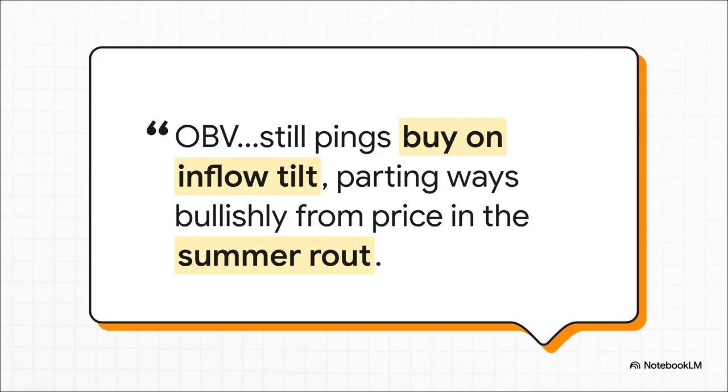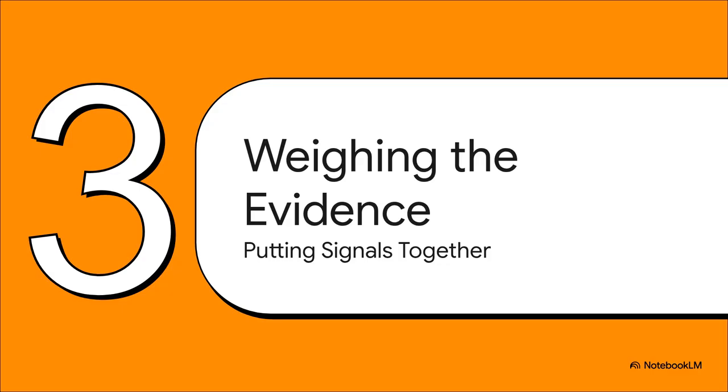The analyst points out that the OBV is showing a buy on inflow tilt. What that means is, even when the stock's price was getting absolutely hammered over the summer, this volume indicator suggests that buyers were quietly stepping in and accumulating shares. When volume starts trending up while the price is going down, that's often seen as a bullish sign that a turnaround might be coming.